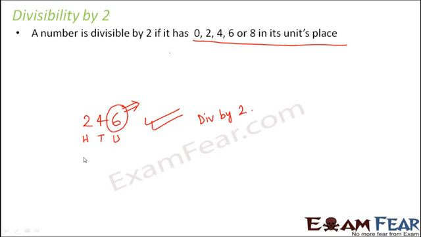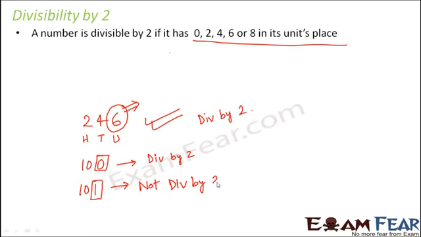Let's take another number. Let's say you have a number 100. So in 100 again, this is the units place. Basically, the last digit is going to be the units place. So here this is 0. So again, this is also divisible by 2. If you have a number like 101, so in this case at the units place you have 1. So therefore this number will not be divisible by 2.